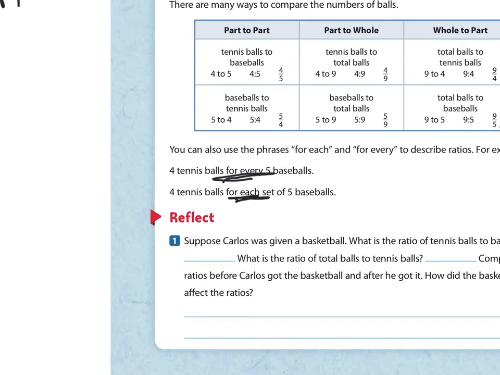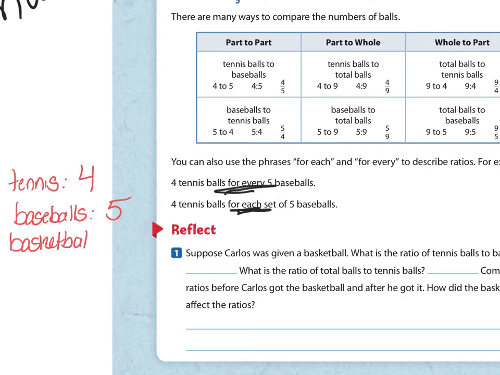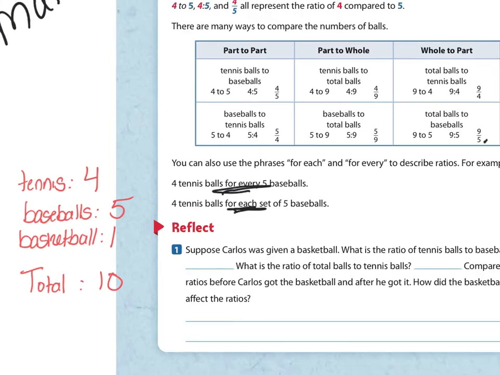So if you've tried this, let's go ahead and look at it. I always start by writing down what I know. I know that I have 4 tennis balls. It came back to the original problem here. I know that I have 5 baseballs, and now I know I have 1 basketball. And I'm going to go ahead and put the word total down here, just in case I need that. 4 plus 5 is 9, 9 plus 1 is 10. Those are my 4 values that I'm going to use.